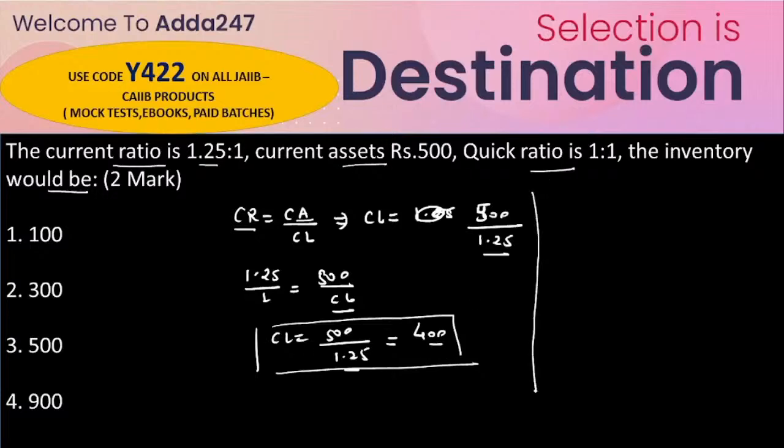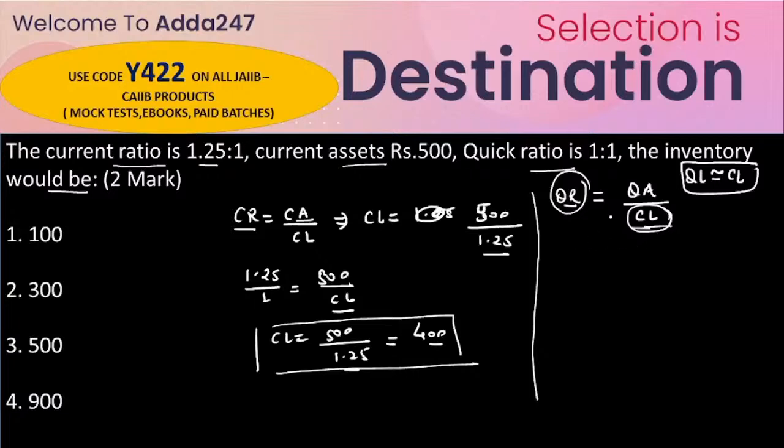After that, another thing that is given is the quick ratio, and we also know the formula of the quick ratio: quick assets divided by current liabilities. Why did we not include quick liabilities here? Because in accounting we assume that we have to pay all the liabilities. So whether it is quick liabilities or current liabilities, in accounting we assume quick liabilities are equal to current liabilities, so that's why we included current liabilities here.